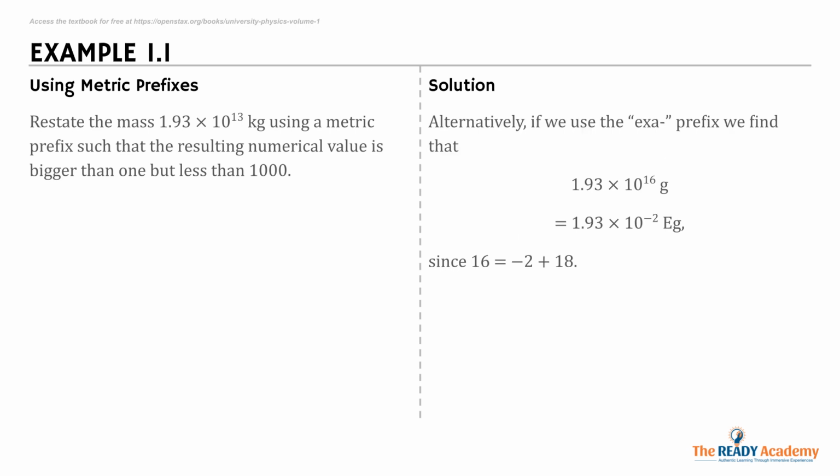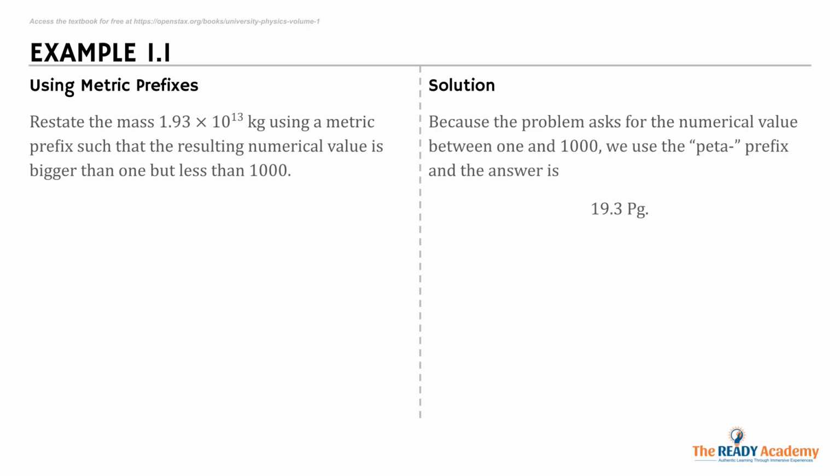Alternatively, if we use the exa prefix, we find that 1.93 times 10 to the 16 grams equals 1.93 times 10 to the minus 2 exagrams, since 16 equals minus 2 plus 18. Because the problem asks for the numerical value between 1 and 1,000, we use the peta prefix, and the answer is 19.3 petagrams.